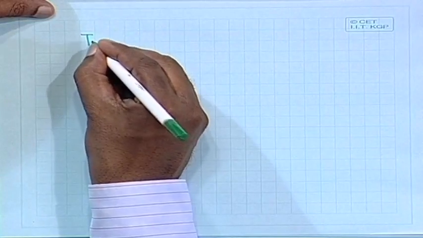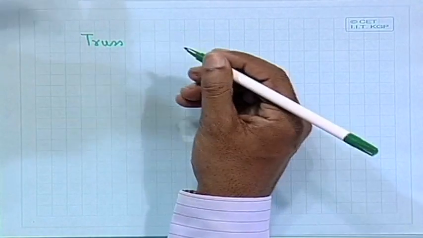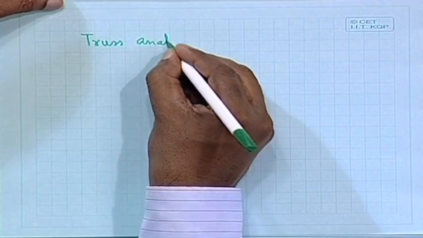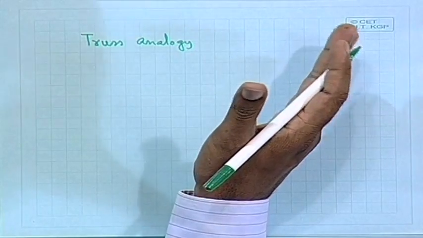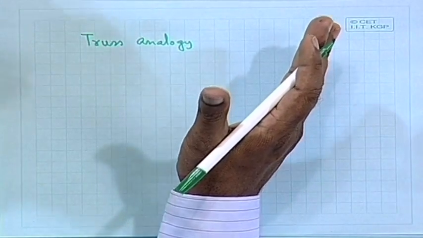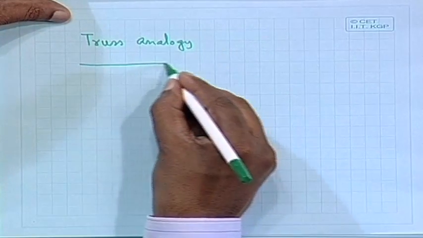Now, let us come to a few things here. Generally we call it the truss analogy. From the beginning of design, as I said, we call it the truss analogy. The shear, whatever we are taking care of, that means the stirrups you are providing, is as if analogous to a truss. So, how it comes, let us find out.